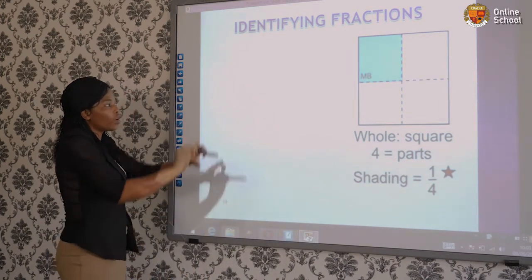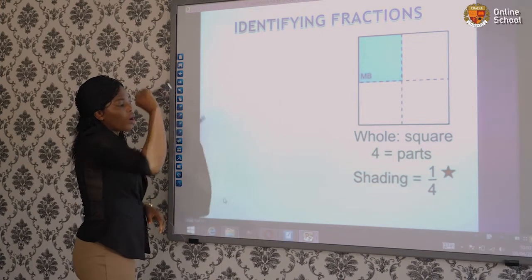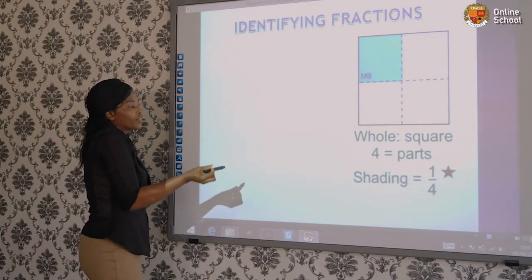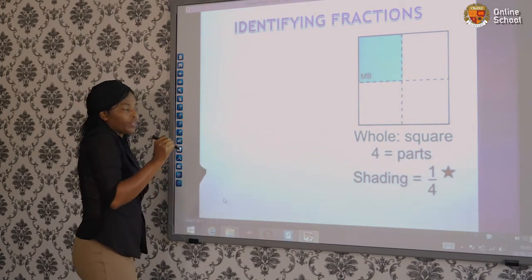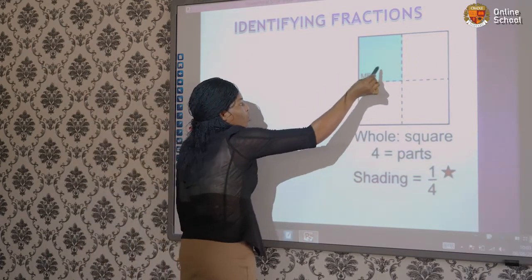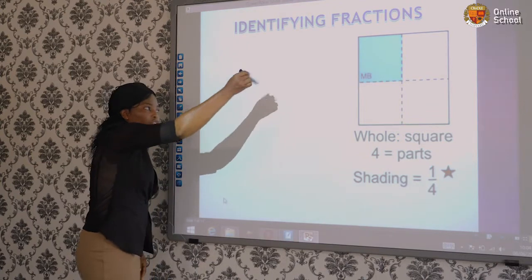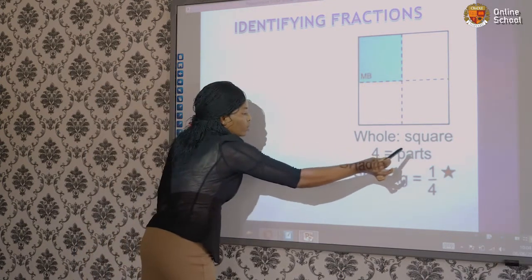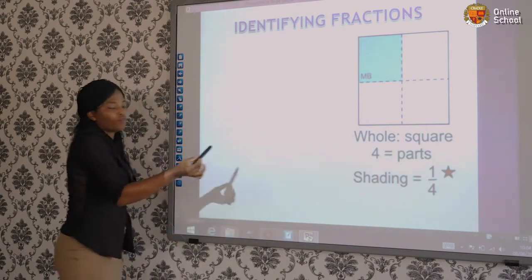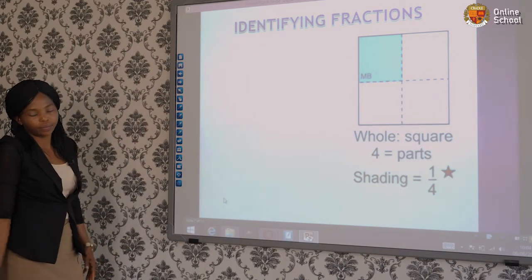1 over 4, because 1 is shaded out of the 4 parts. 1 out of 4. You don't say 1 over 3. No, you have to count all. 1, 2, 3, 4. Then the part shaded, each of the parts will give you what? 1 over 4. That is 1/4.